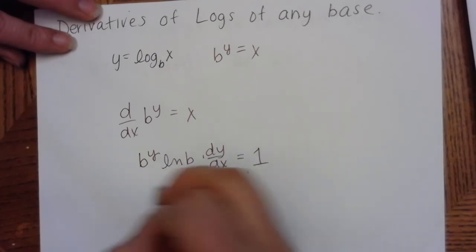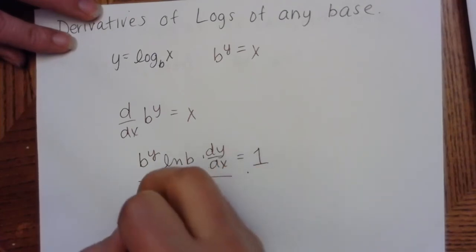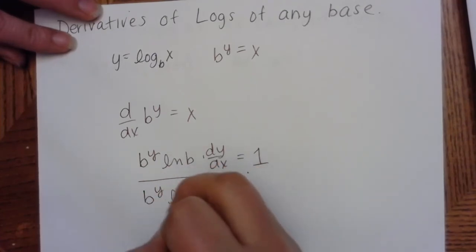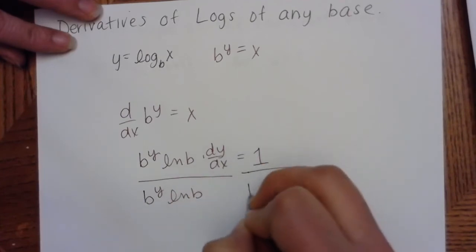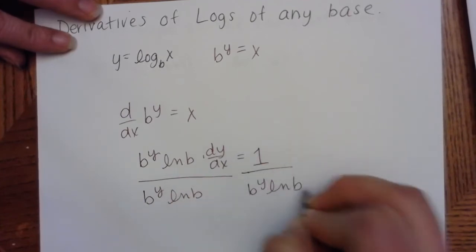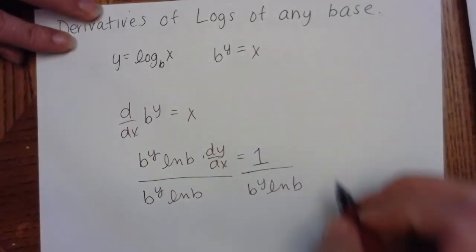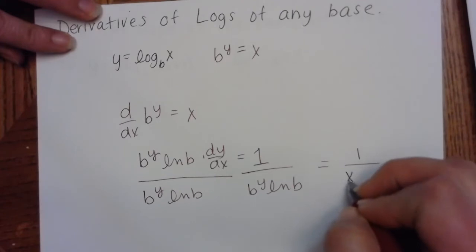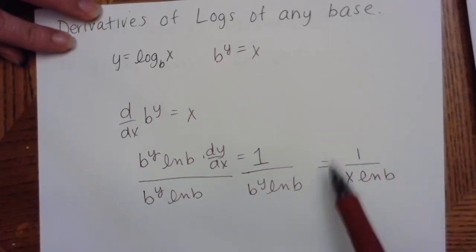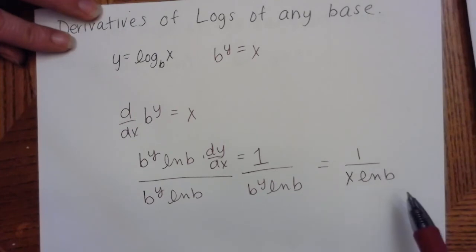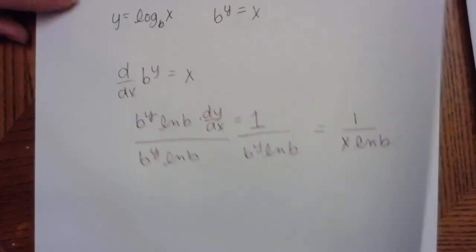Okay? So now to solve for dy dx, I'm going to divide by everything that's not dy dx, so I'm going to divide by b to the y ln b. And then remembering that b to the y is really x, this is really just 1 over x ln b. So it's similar to the natural log of x, it's just that we divide by the natural log of the base when it's not e. Really, we're doing it when it is e, it's just that the natural log of e is 1. Okay, so that's an extension of that.